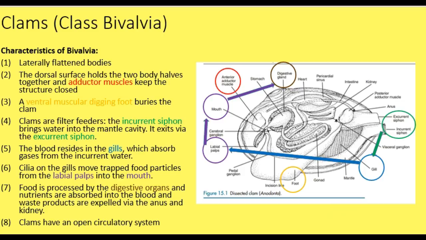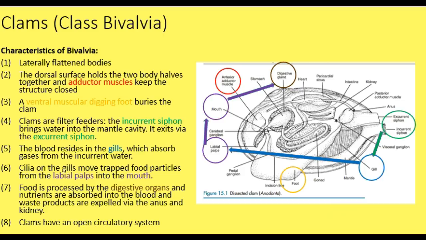Bivalvia have laterally flattened bodies. The dorsal surface holds the two body halves together, and an adductor muscle keeps the structure closed. A ventral muscular digging foot buries the clams. The clams are also filter feeders. The incurrent siphon brings water into the mantle cavity. It exits via the excurrent siphon. This movement of water exchanges gases and provides food sources.